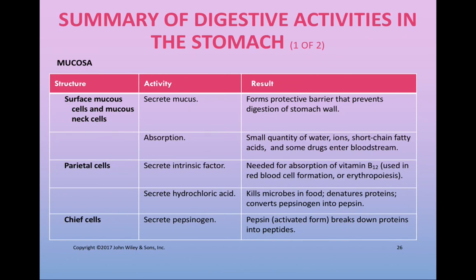And so, it is the primary job of the surface mucus cells and the mucus neck cells to produce this protective barrier that will ensure that hydrochloric acid in the stomach does not eat away at the stomach lining. The parietal cells are in fact the players that the mucus is protecting us from. These cells produce both hydrochloric acid and another substance known as intrinsic factor.